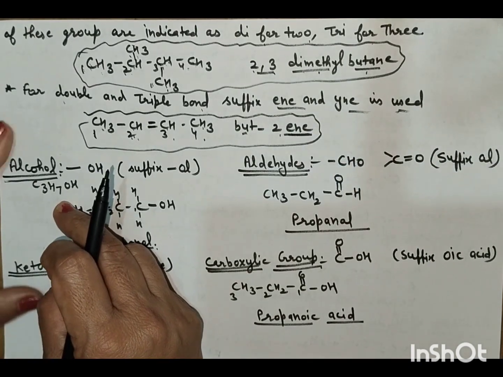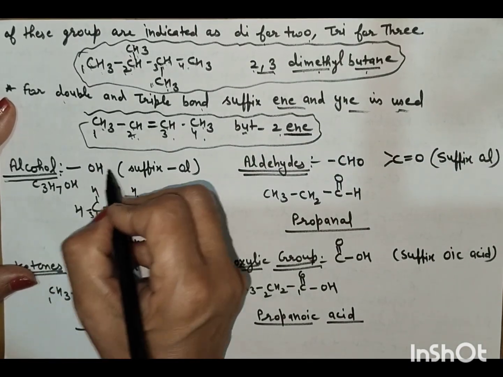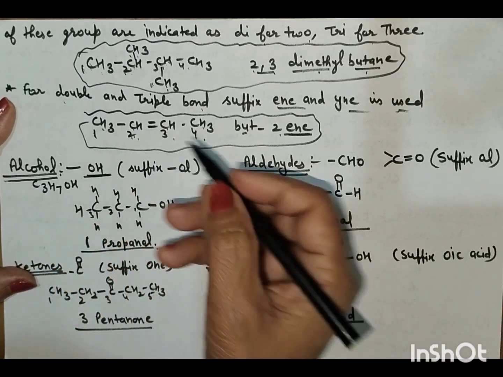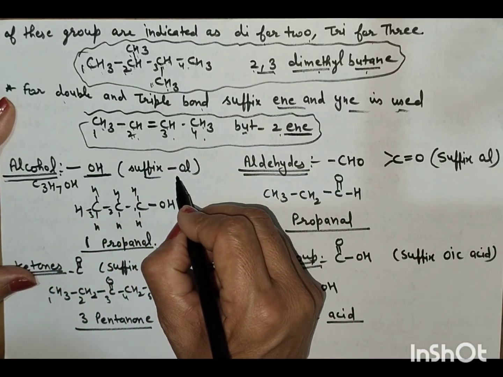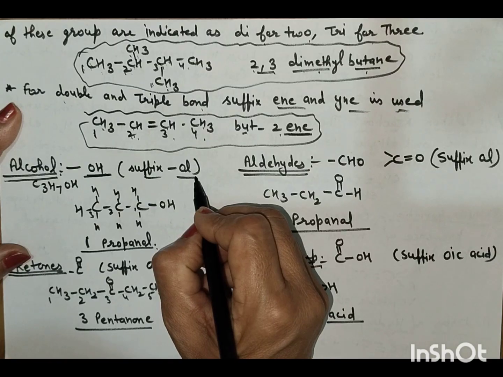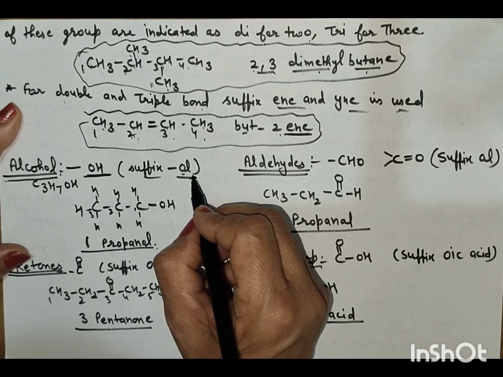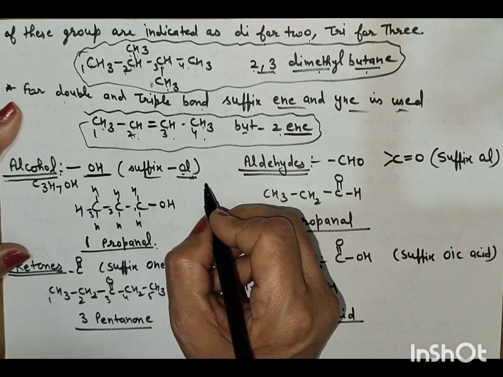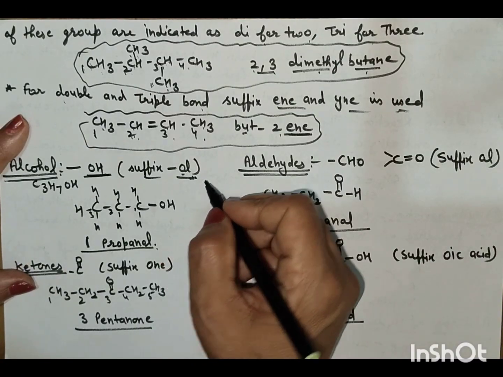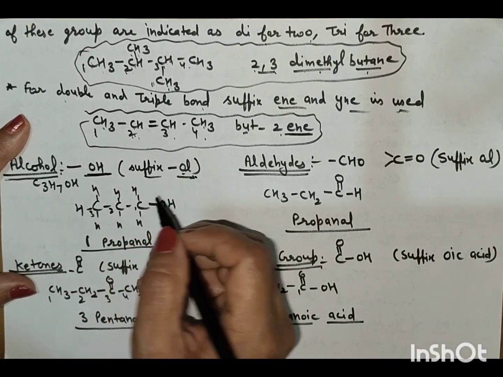Now alcohol. Alcohol has the functional group OH and the suffix -ol. If we take methane, then methanol. If we take ethane, then replace the E with the O. Ethanol. Methanol, ethanol, propanol, butanol, pentanol, hexanol. All these are alcohols.